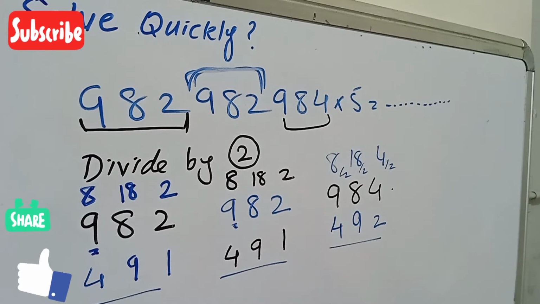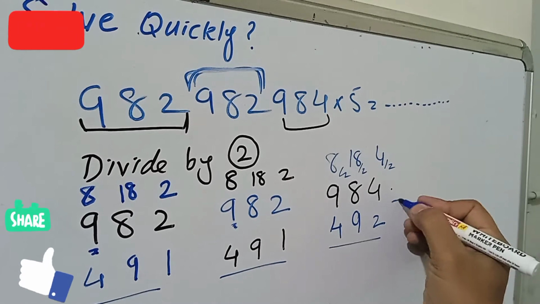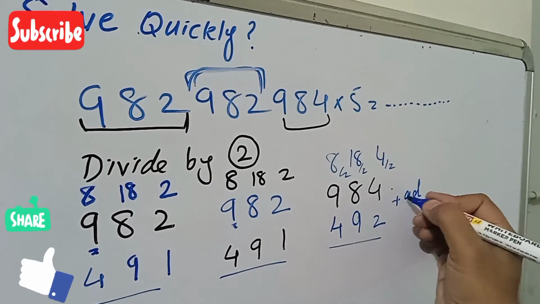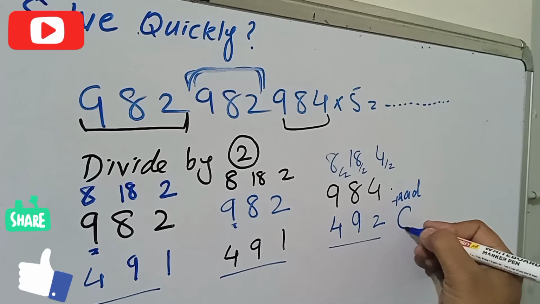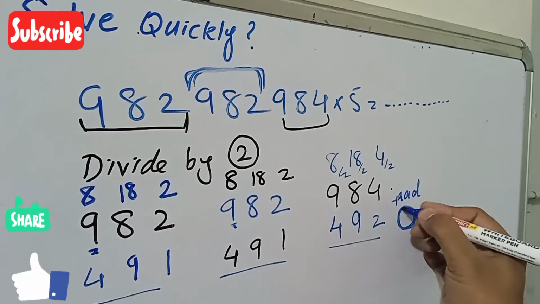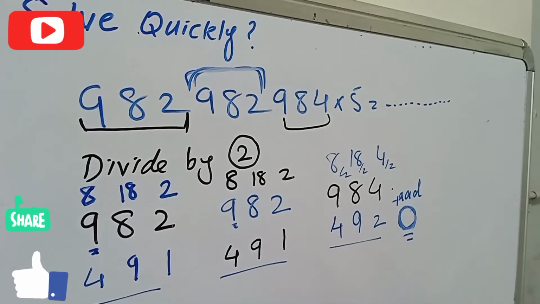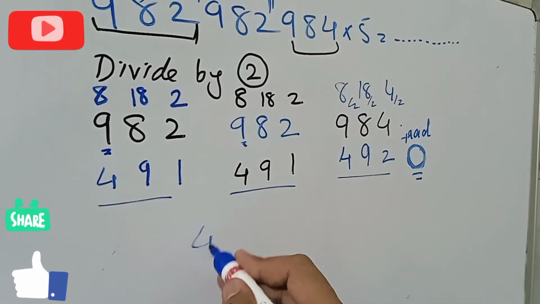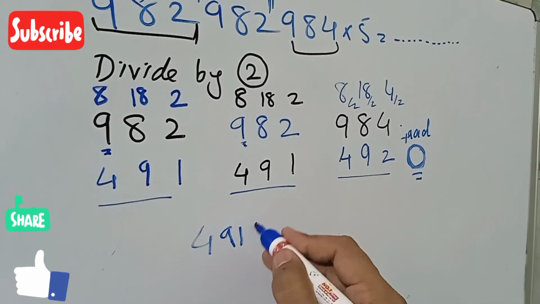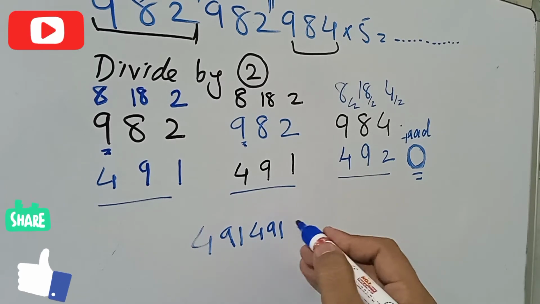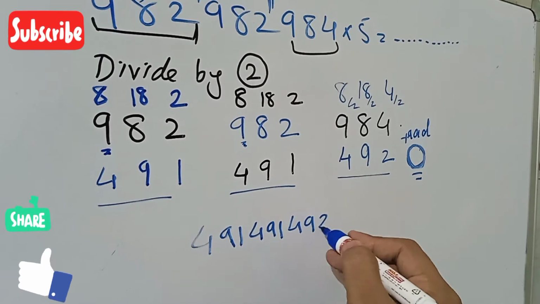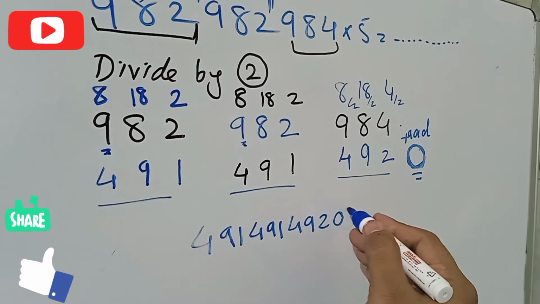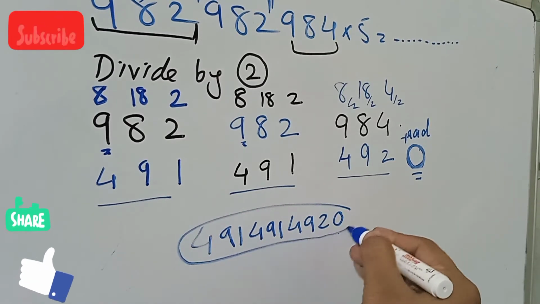If we want the answer, we have to add. Always add 0 at the last. This will become my answer. If you write down this value, this is nothing but 491 492 0. That is my complete answer.